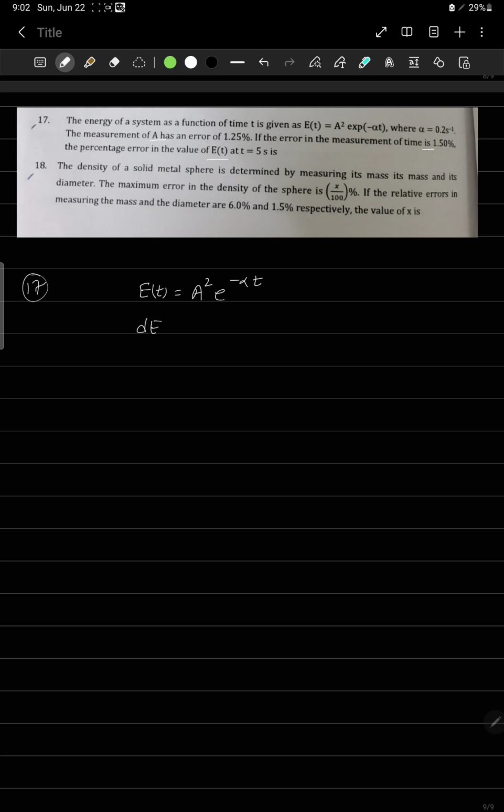So differentiate: dE is equal to, here a and time variables are there, so we'll apply the product rule. So a square e to power minus alpha t alpha delta t plus e to power minus alpha t 2a dA, and then we'll divide this to remove the exponential. So you'll get alpha delta t here, and you'll get 2 dA by a, and then multiply by 100. Now just put the values.